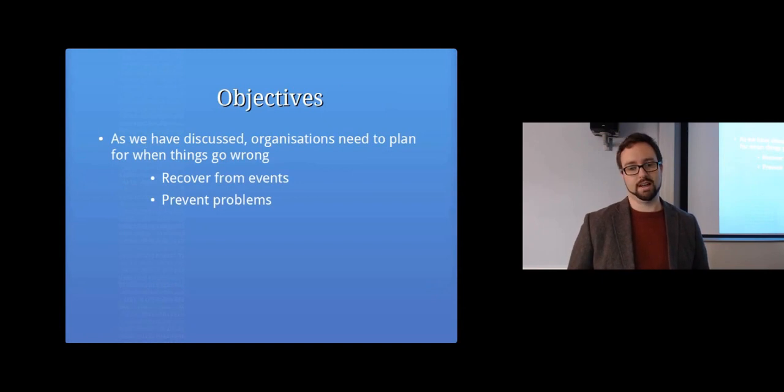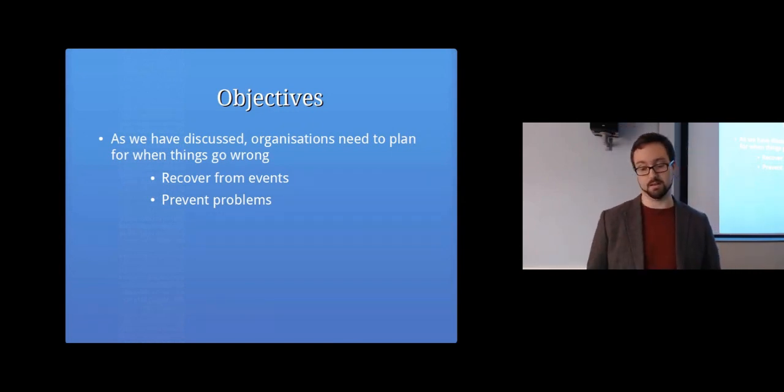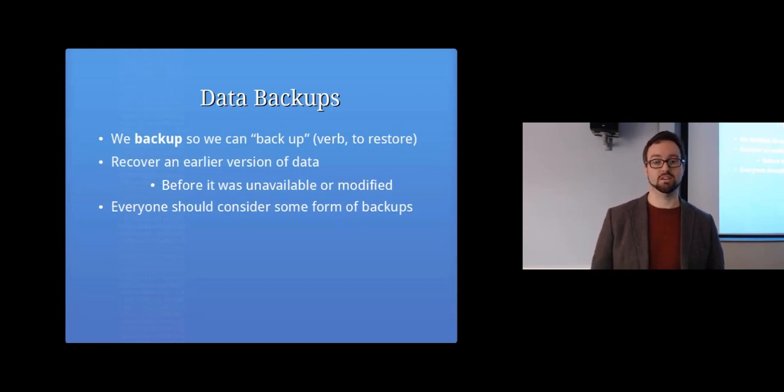So, as we talked about last week, an organization needs to actually plan for when things go wrong, and they need to be able to recover from events and actually prevent the problems in the first place. So continue to be able to do the things that they need to do for their organization.